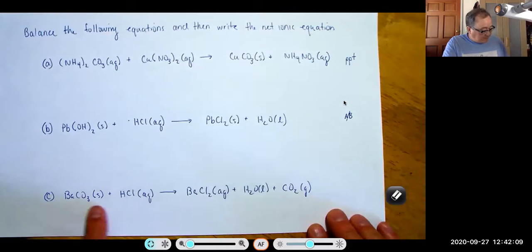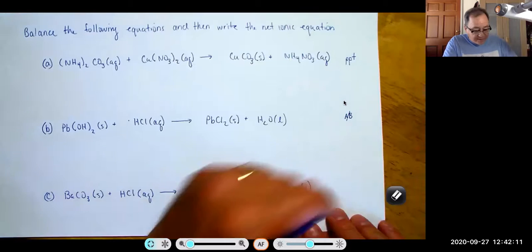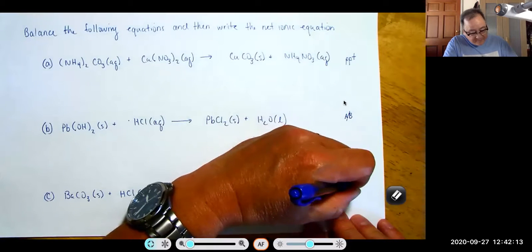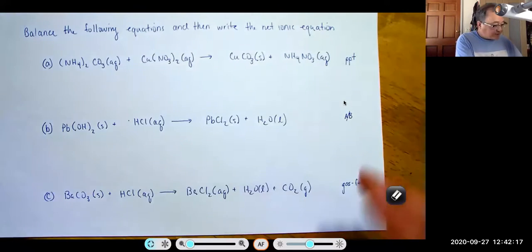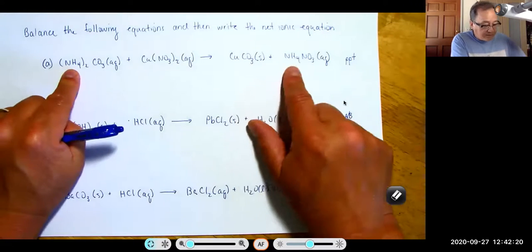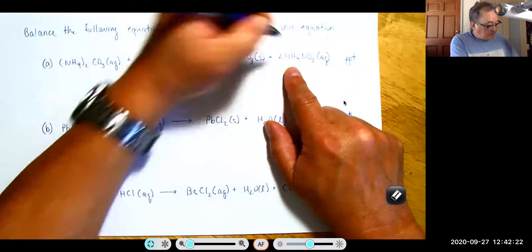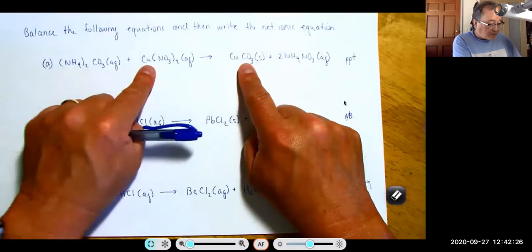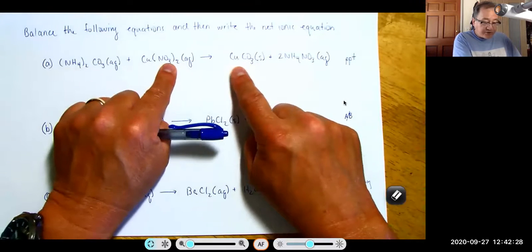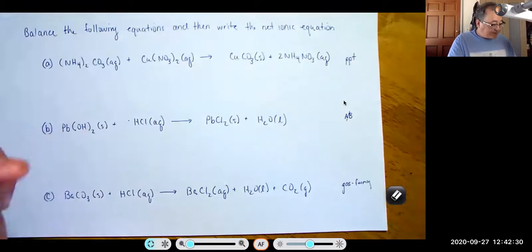And this one, gas forming. Okay, so let's balance these. 2 ammonia, 1 ammonia. We put a 2 here. 1 carbonate, 1 carbonate. 1 copper, 1 copper. 2 nitrates, 2 nitrates. Balanced.